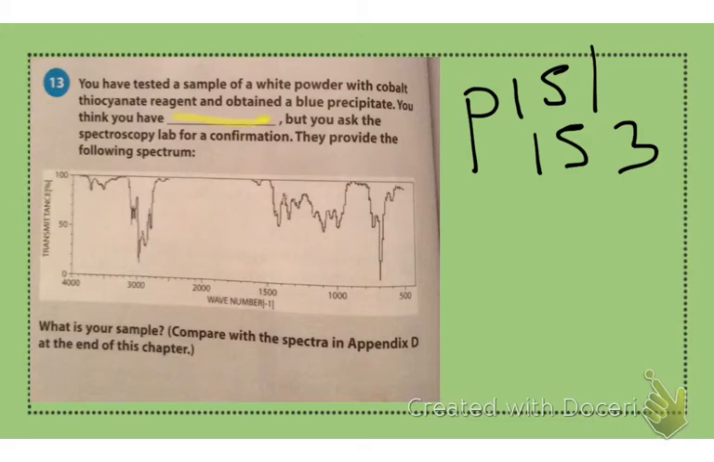So we want to make sure, go to your textbook and find out what happens if you have a blue precipitate. So again, that's just a quick match. But we know from the video that sometimes our field test can be wrong. So we're going to ask our lab to do a spectroscopy confirmation, and they're going to provide you with this graph.